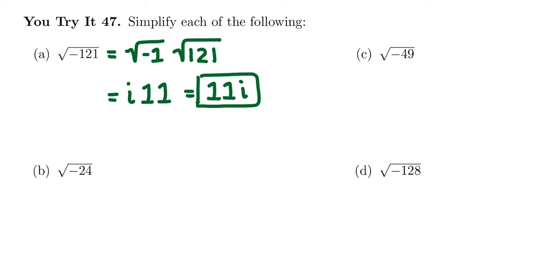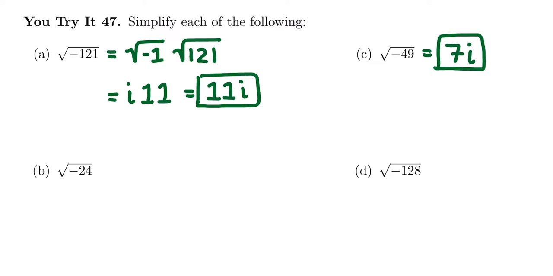If I move over to the next one, well, what's the square root of 49? The square root of 49 is 7. So the square root of negative 49 is going to be 7i. So you can split it up if you have to, like we did in the first one, or you might be able to recognize a perfect square right off the bat, like we did in the second one.